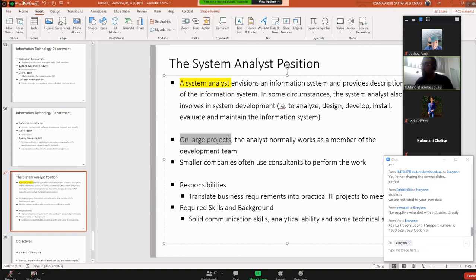On larger projects, the analyst normally works as a member of the development team. That's absolutely correct. When you are dealing with huge companies or very huge organizations, for example, Commonwealth Bank, they have their own system analyst as an employee in their organization. But when we talk about small companies, they think there is no need to have their own system analyst.